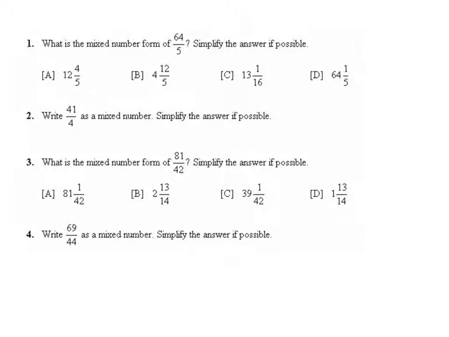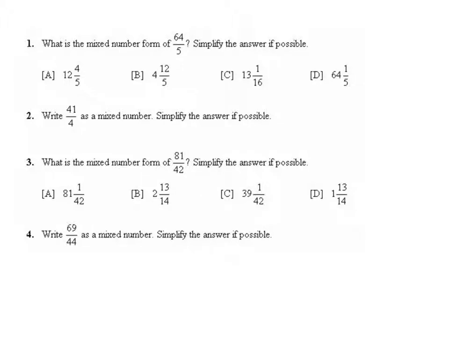In this video, I'm going to show some examples of how to change an improper fraction to a mixed number. Question 1 says, what's the mixed number form of 64/5 and simplify if possible? We are trying to make groups of 5/5 because 5/5 will be one whole. The denominator tells us that.